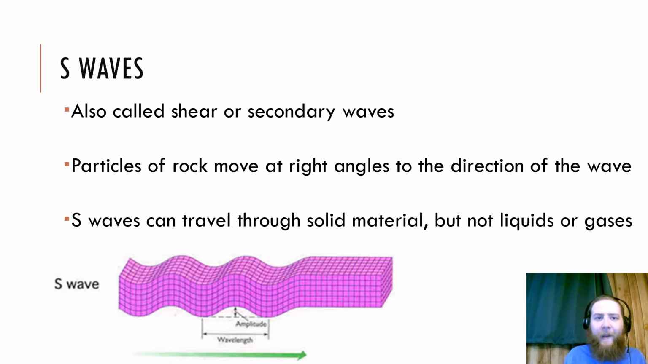S waves are another body wave. They're also called shear or secondary waves. In this, the rocks are moving up and down, so this is actually going like a wave. It moves at a right direction. So this wave is moving this way, and these are making nice right angles to that wave. They can travel through solids, but not liquids or gases. So think of these as S waves. Think of them as solid waves, or shear or secondary, however you remember them.